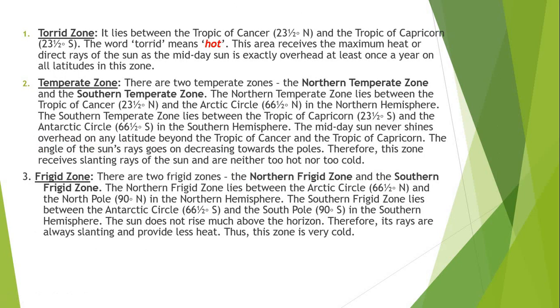Now torrid zone lies between Tropic of Cancer and Tropic of Capricorn. The word torrid means hot, and this area receives maximum heat or direct sun rays as the midday sun is exactly overhead at least once a year on all latitudes in this zone.